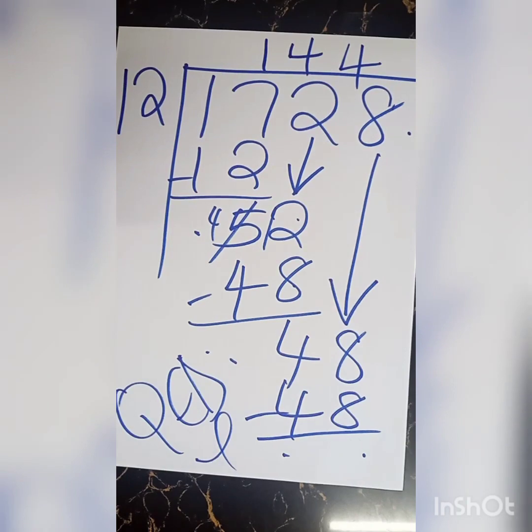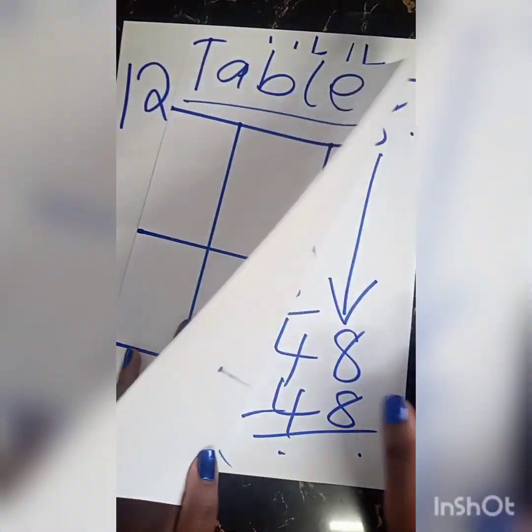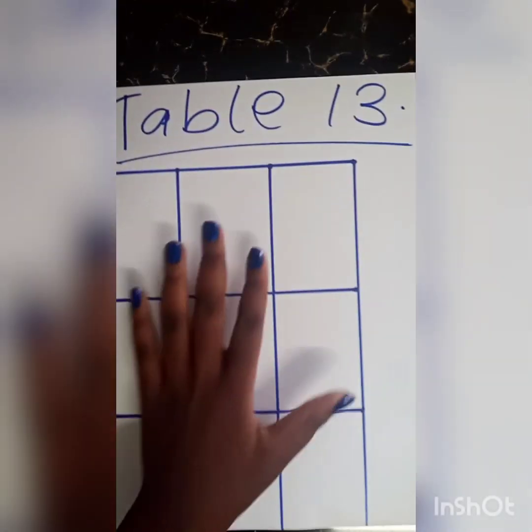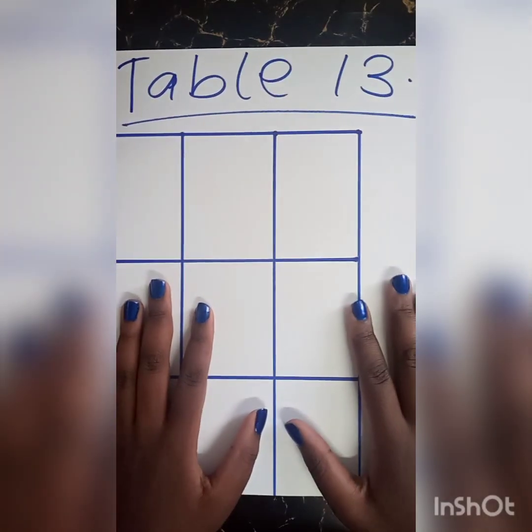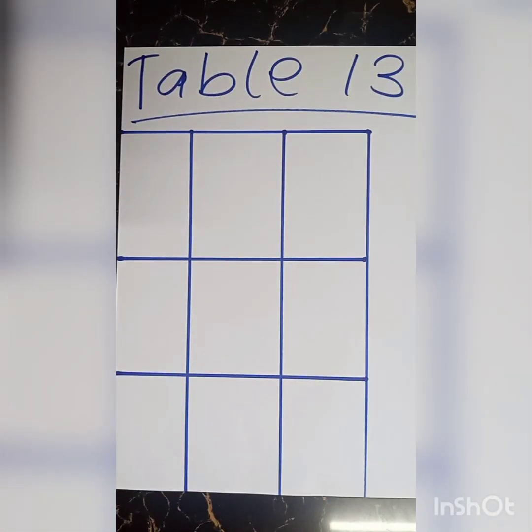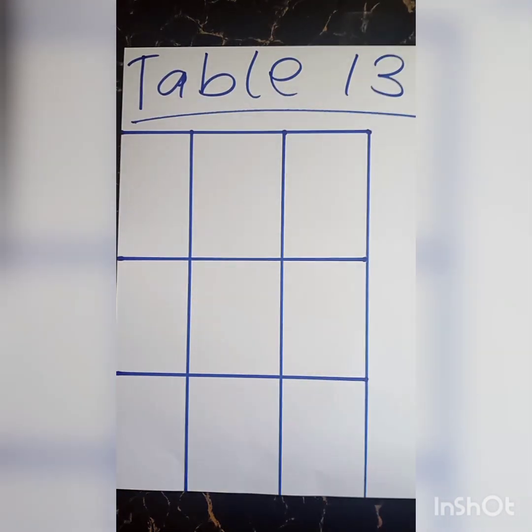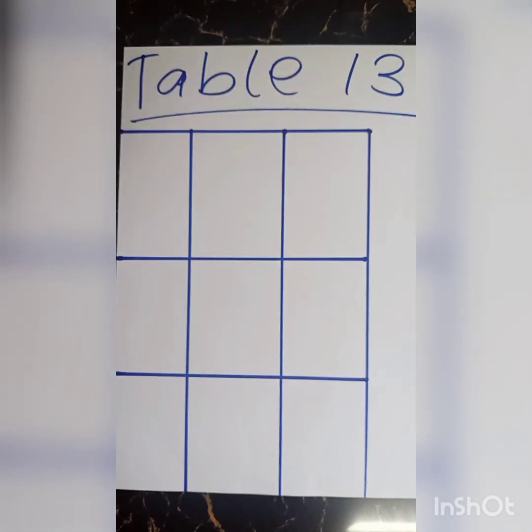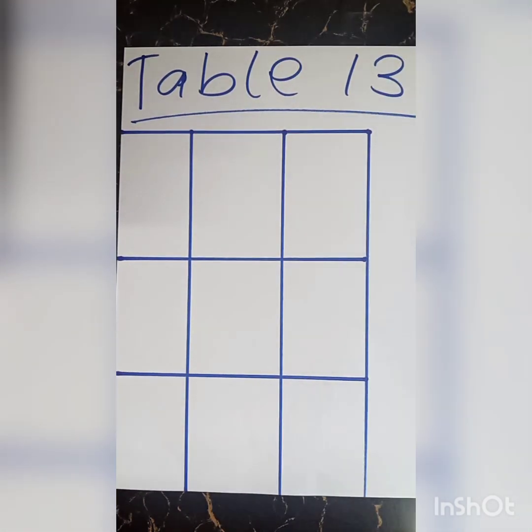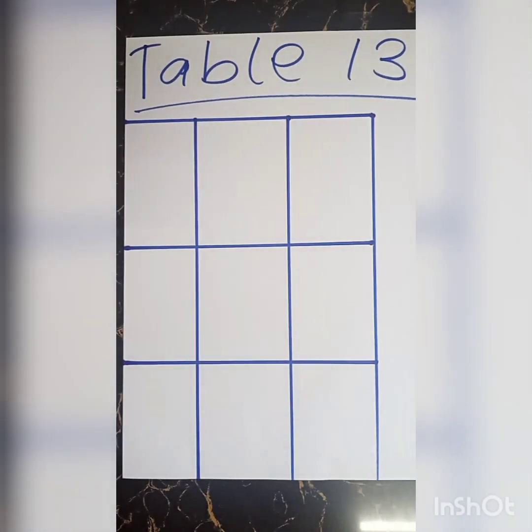So today I'd like us to go through the trick for mastering table 13. So far, we've gone through the tricks for mastering tables 1, 2, 3, 4, 5, 6, 7, 8, 9, 10, 11, and 12. As usual, I'll leave the links in the description box below. By the way, I've created a playlist called the multiplication table. When you go there, you'll see the tables that we've done in the order that we've done them. So let's now go through table 13.